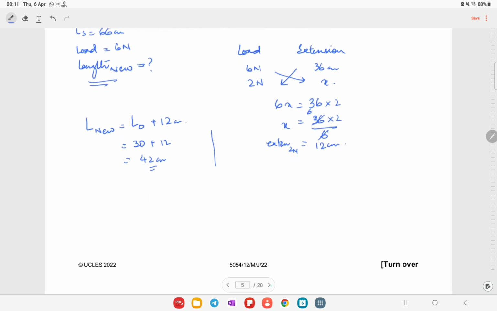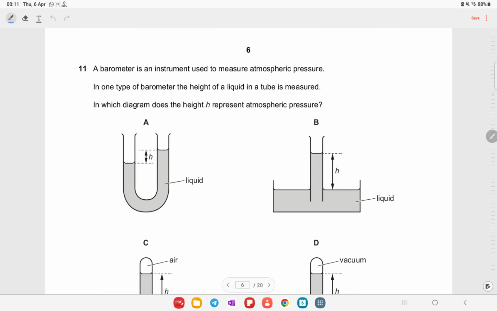Okay, let's move to the next question, and this question states that a barometer is an instrument used to measure atmospheric pressure. In one type of barometer, the height of the liquid in a tube is measured. In which diagram does the height h represent atmospheric pressure?